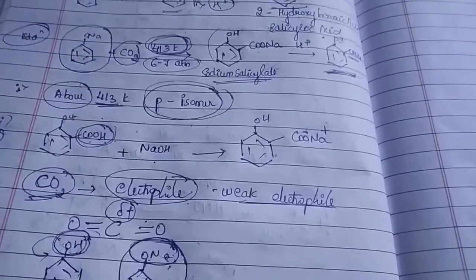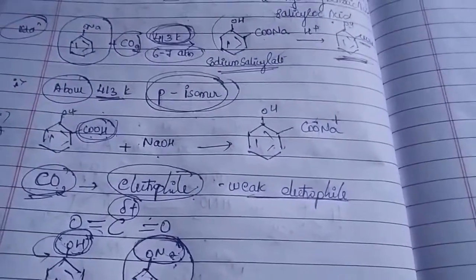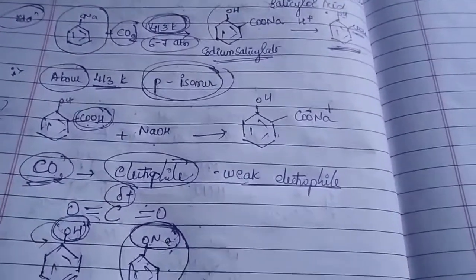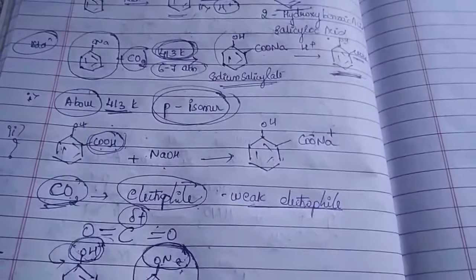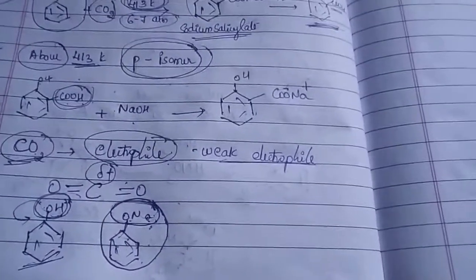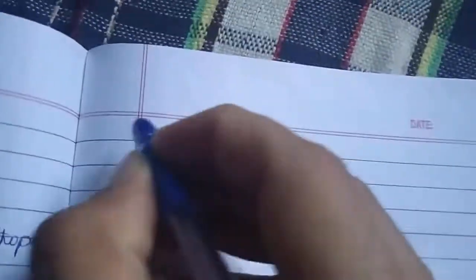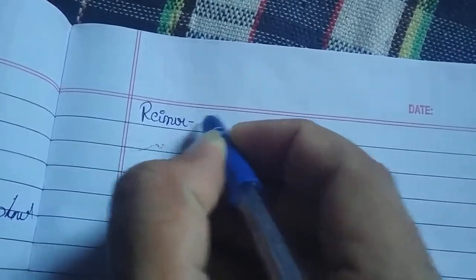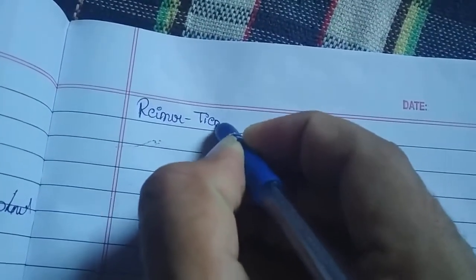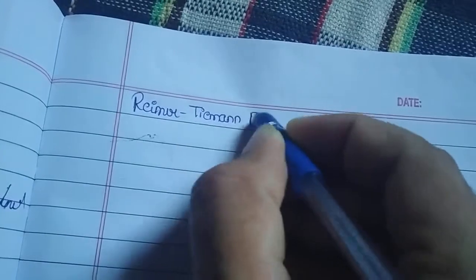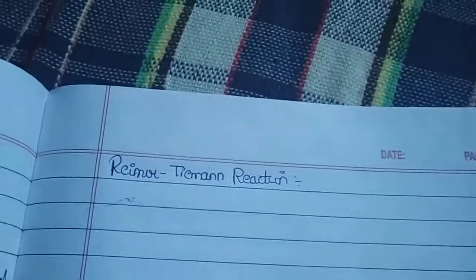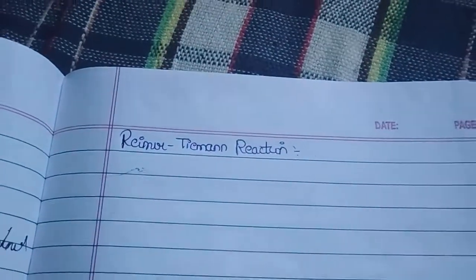or in IUPAC terms 2-hydroxybenzoic acid. Next we are going to see another important named reaction, which is called the Riemer-Tiemann reaction. Okay, so now let us see the next important reaction, which is called the Riemer-Tiemann reaction. Before starting this reaction, I would just like to make you one thing clear, guys.